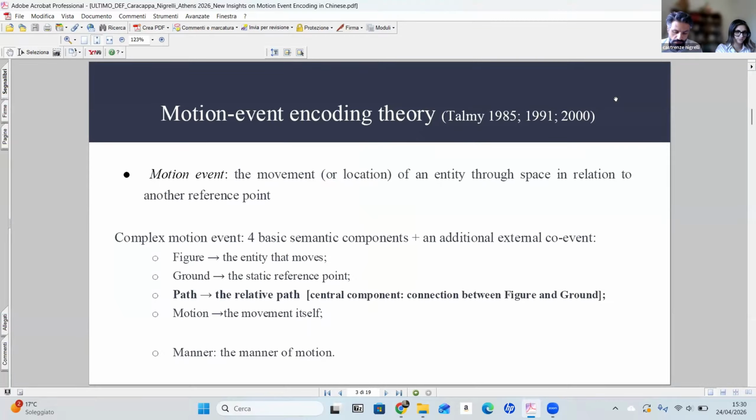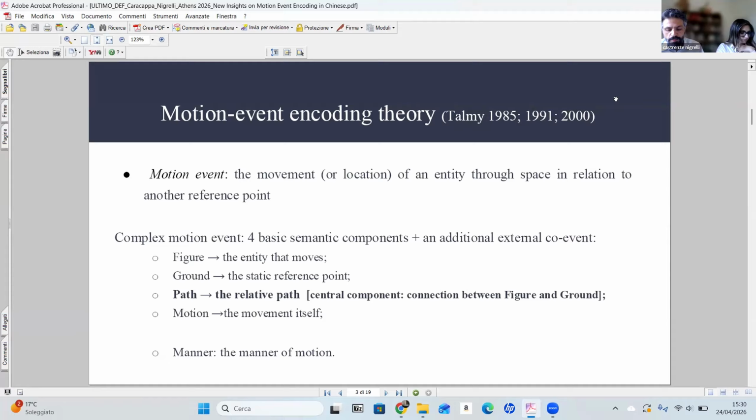A motion event refers to the movement of an entity through space in relation to another reference point. According to Talmy's theory, a complex motion event is composed of four basic elements that are figure, which is the entity that moves, ground, which is the static reference point, path, which is the relative path, and motion, which is the movement itself, to which manner is added. That is the manner of motion.